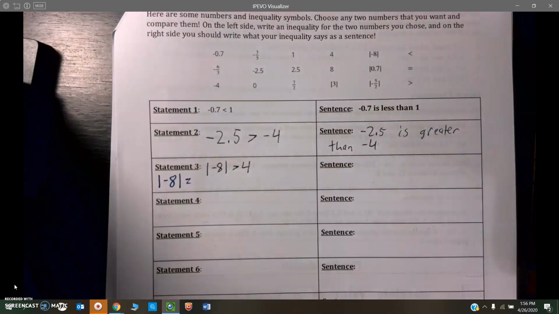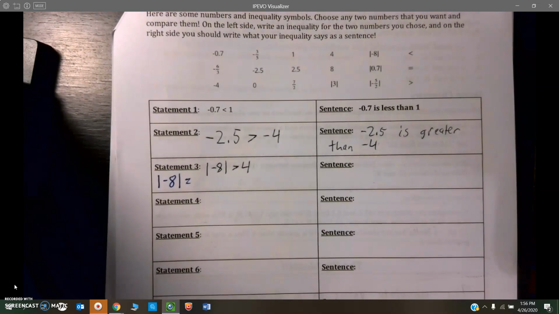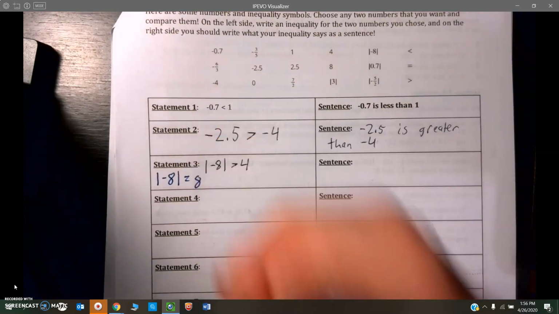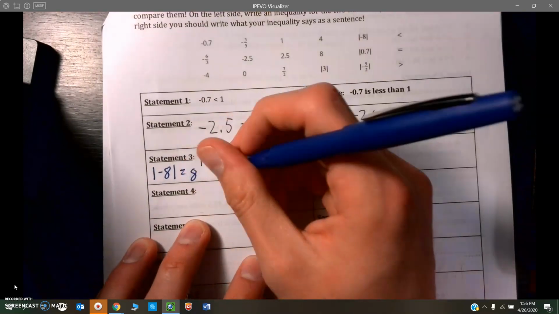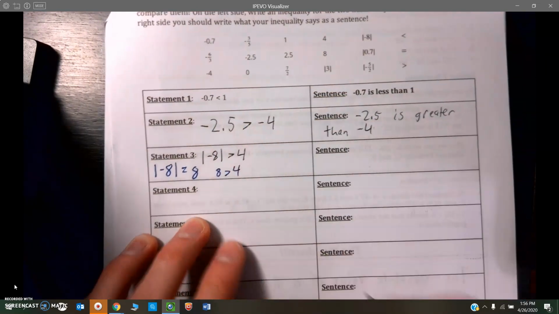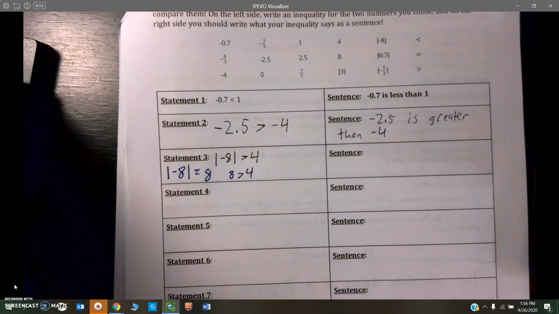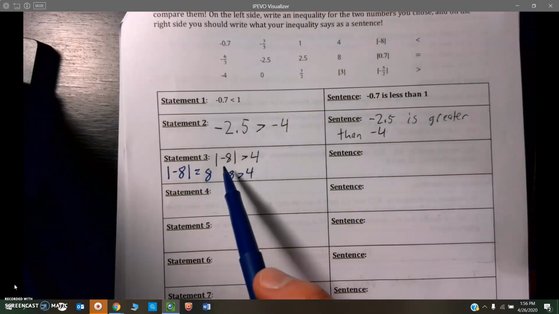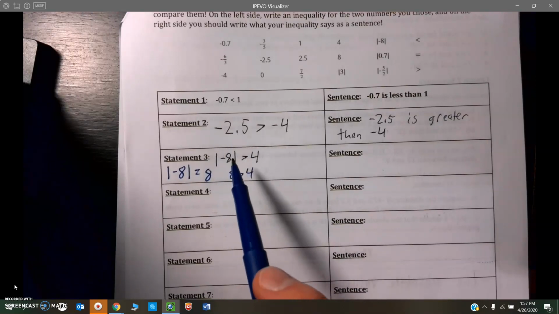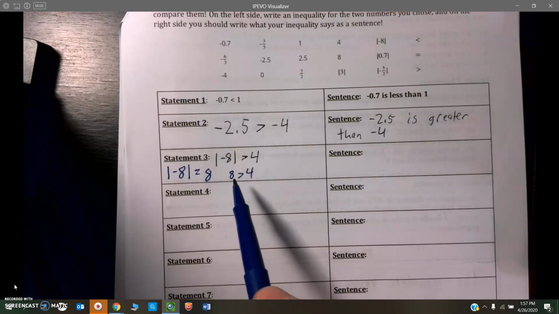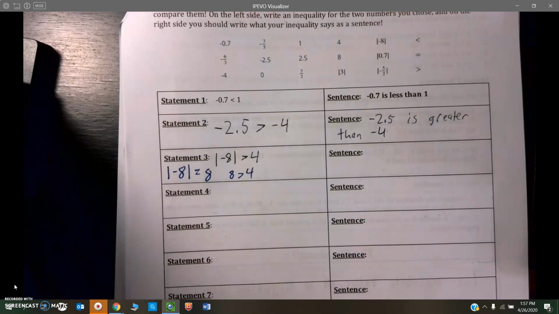So what is the absolute value of -8 really? How far away from 0 is -8? Well, it's 8 units away from 0. So the absolute value of -8 is actually 8. Anytime we have those absolute value bars, you need to think about not just the number inside, but what its distance from 0 is. So even though this is negative, the absolute value is actually 8, which is greater than 4.